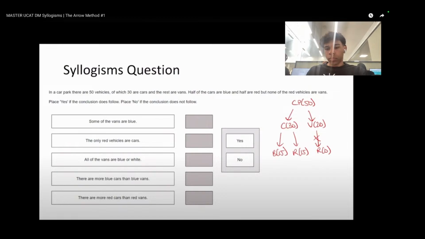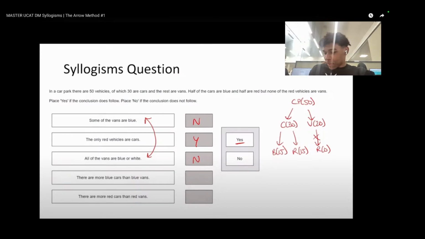Okay, and remember what I said, the vans are pink, it could be wrong for the same reason. Okay, so these two are no for the same reason. Okay, so there are more blue cars than blue vans. Okay, this one is also no.